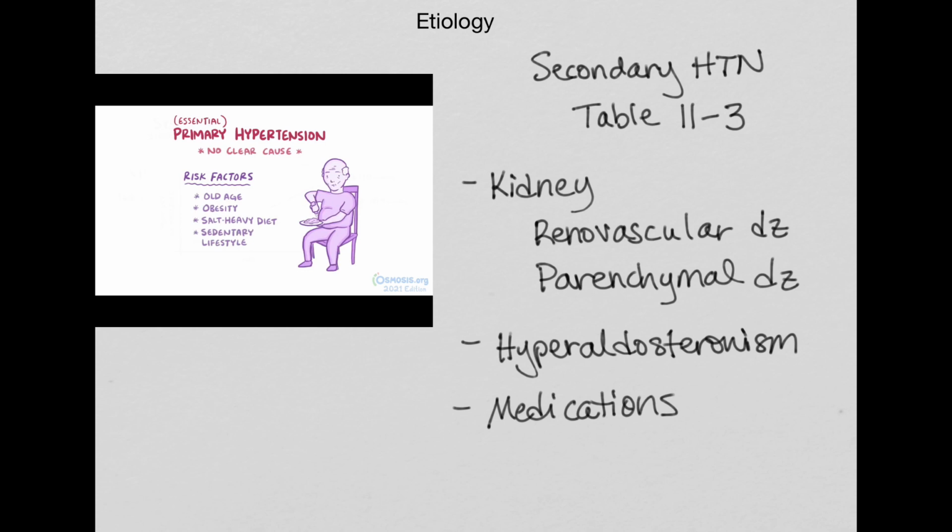So hypertension affects about 30% of U.S. adults, and it's a major contributor to all sorts of diseases that result in morbidity and mortality. And we'll talk a little more about that later.